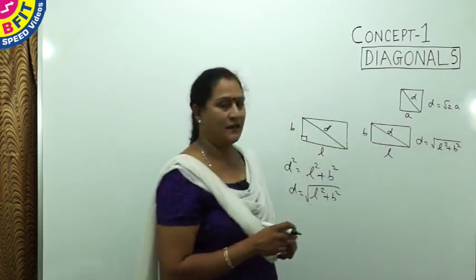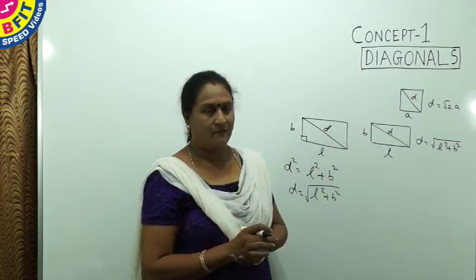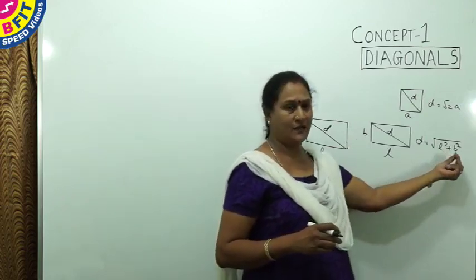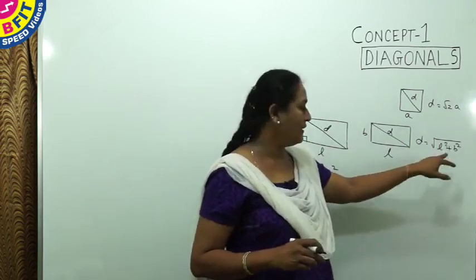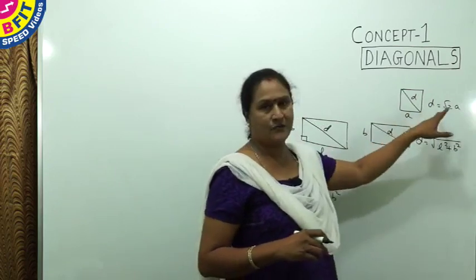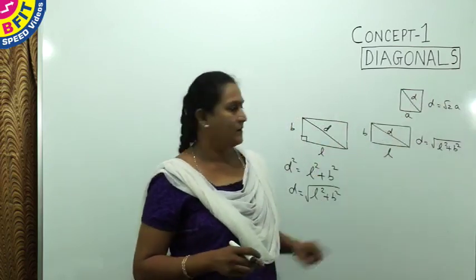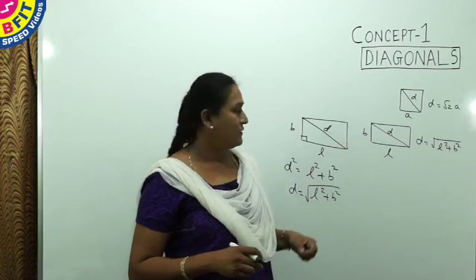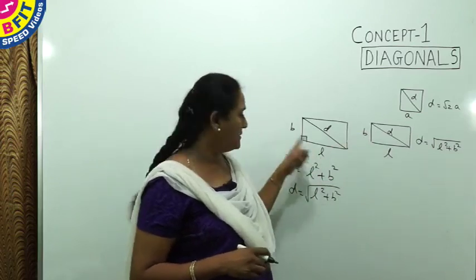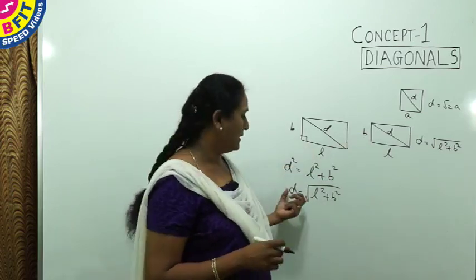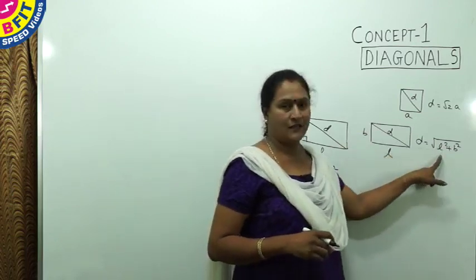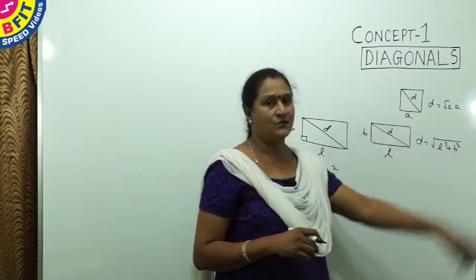For a square, length and breadth are both the same. So we add L square and another L square, and we get 2A square, because both sides are the same. Here for a rectangle, these sides are different. So the diagonal is: square the length and breadth, add, and take the square root.